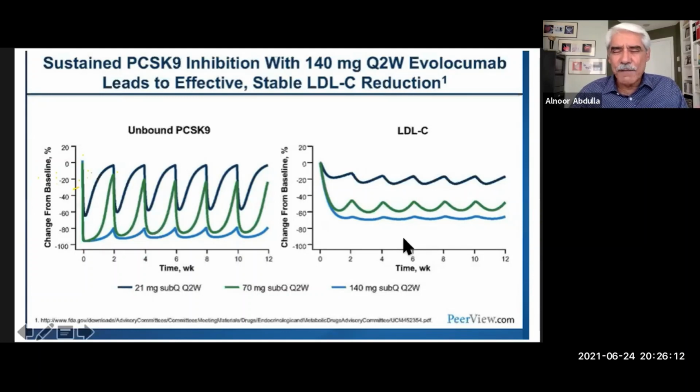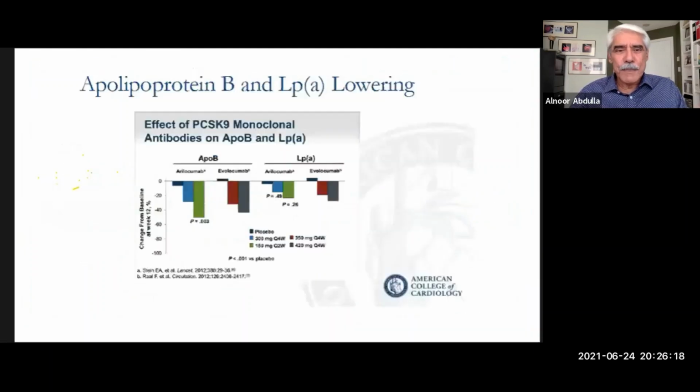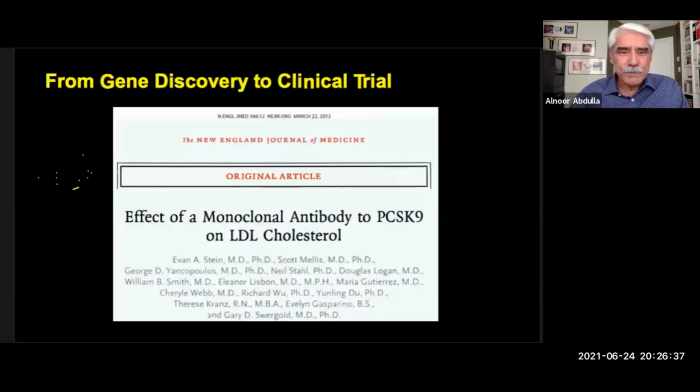So it is highly effective, consistent, potent, and durable in its effect. It not only drops LDL cholesterol, it drops the kingpin itself, the drug lord himself, the ApoB. It also drops non-HDL cholesterol, which is all the culprits, all the wives. And it also drops Lp(a). We'll talk about it later in the evening.